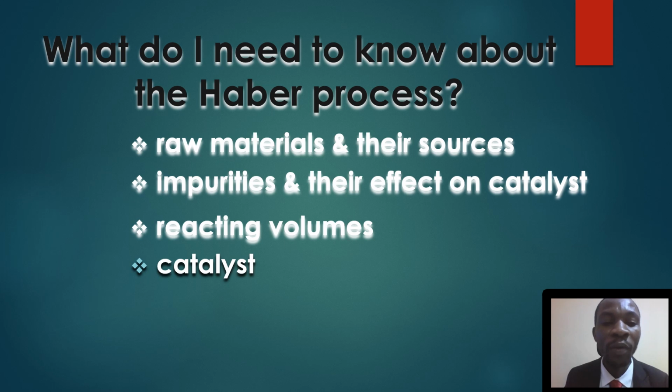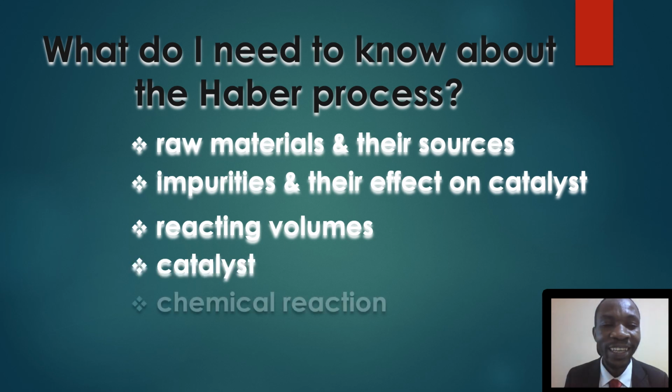The other thing you need to know is the catalyst that is used. So you know the name of the catalyst. Here we use iron catalyst. The other thing is you must know how to write the balanced chemical equation for the reaction that occurs, because this chemical reaction is the one that is going to give us the reacting volumes.